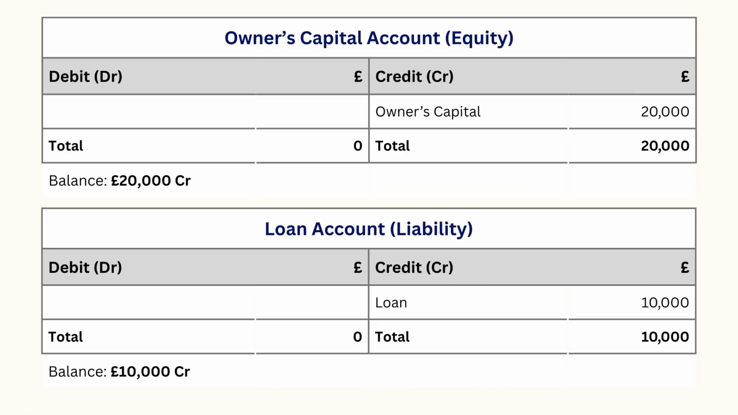Here we have the capital account and the loan account. Both of these are credit balance accounts. Capital represents the owner's investment. Loan is a liability, money owed to the bank.